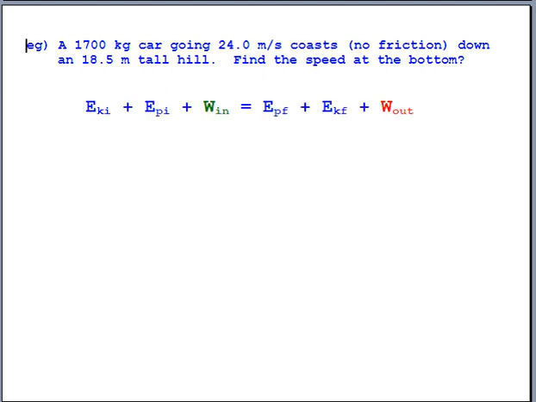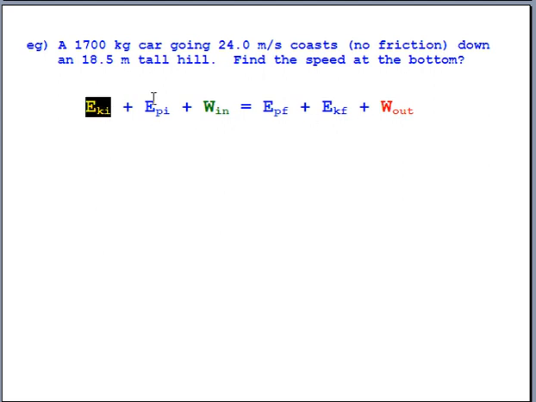So this question here: a car, 1,700 kilograms, that's typical, and it's going 24 meters per second, and it's just going to coast with no friction down a hill, so it's going to pick up some speed. We're going to find the speed at the bottom. So again, the whole plan is knowing what to keep and what to throw away.